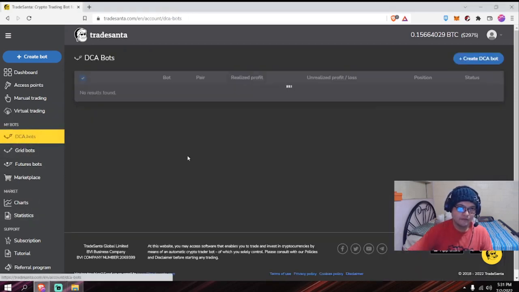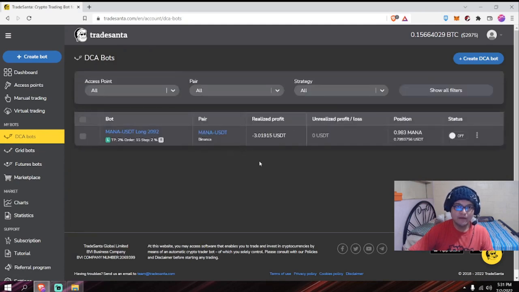So here you have DCA bots, which I created one, MANA USDT long, MANA against USDT, and it lets you trade long. Since this is DCA, you're only able to trade long mostly. So you have the unrealized profit and loss. There's nothing in there because it's already off. I turned it off because when I made this bot, it's a losing bot, and I lost $3 with this.